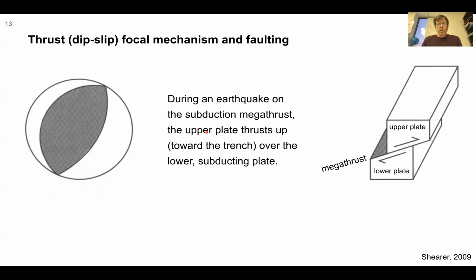And this one is worth kind of focusing on as we go to the next stage here, because we can think of this particular fault as a megathrust, where one plate is going down under the other. And during the earthquake, the upper plate essentially rebounds back toward the trench, and we have this upper plate thrust up over the lower plate.